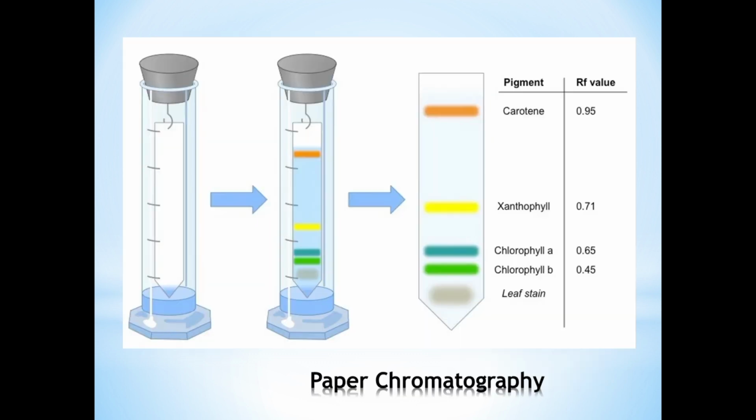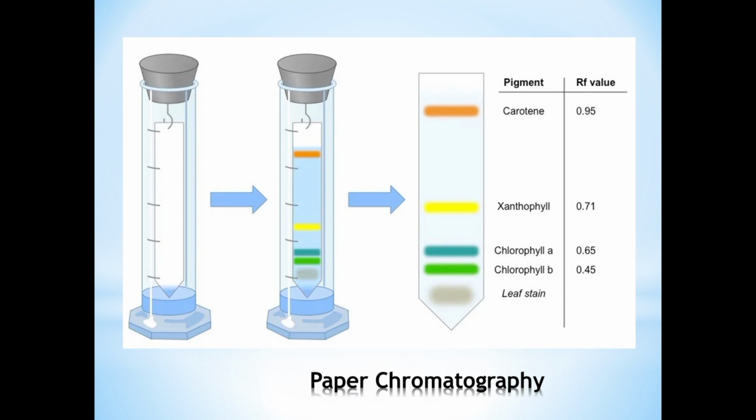In this picture, you see the apparatus we use in paper chromatography. This is a graduated cylinder having a cork, and this is a paper. So this is basically the stationary phase, while these are the liquid in which various types of mixtures are present. Paper chromatography is used for the separation of photosynthetic pigment, sugar, and amino acid.